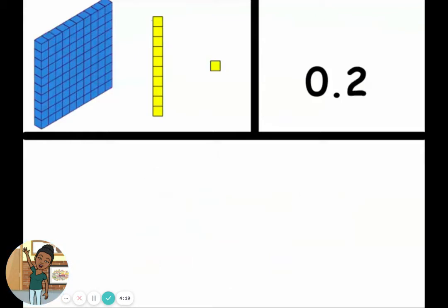All right, let's try another problem. Let's look at this number. The first thing we want to do is say to ourselves, what is this number? We have a 0 in the ones place value, so there are no whole numbers, and we have a 2 in the tenths place value. So all you do is write the number, 2, and then that place value, so 2 tenths.